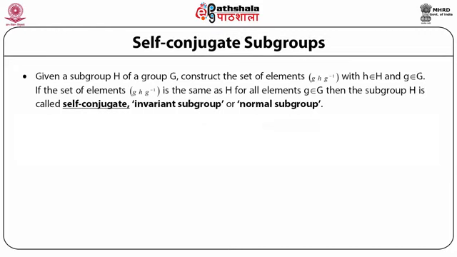Given a subgroup H of a group G, we can construct a set of elements gHg inverse, with h an element belonging to the subgroup H, and g belonging to the group G whose subgroup is H. For elements g which are also in H, gHg inverse is obviously the set of elements in H. However, if the set of elements gHg inverse are the same as the elements of the subgroup H for all elements g belonging to the group G, then the subgroup is called the self-conjugate group. It's also called an invariant subgroup or a normal subgroup.